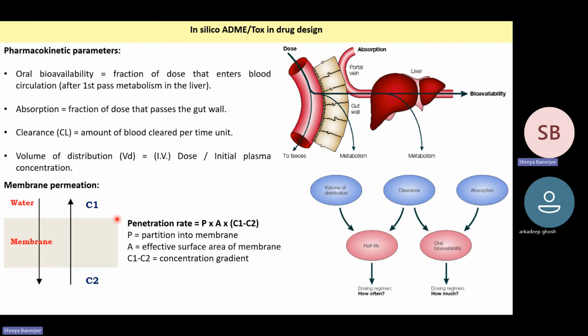And there is something called a penetration rate. So at the site of action of the drug, what is the penetration rate of the drug? You know that all of our cells have cell membranes. So the penetration rate is defined by P, that is the partition into the membrane, times A, that is the surface area of the membrane, times the concentration gradient outside and inside the membrane. So that will give the penetration rate, that is how much of the drug is entering into the cells.